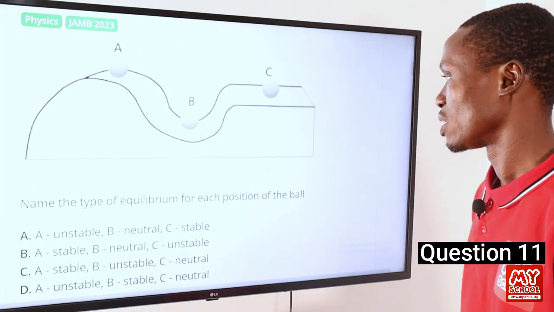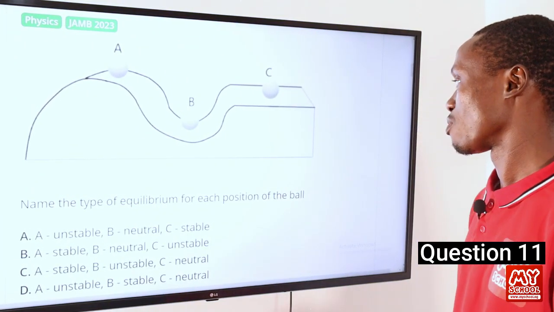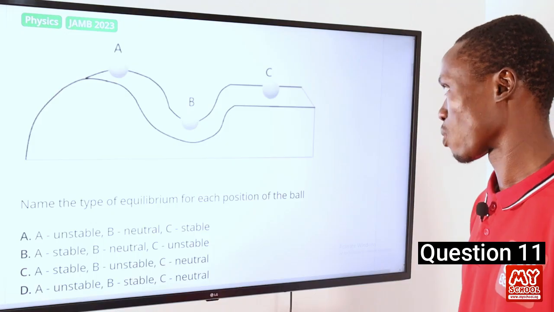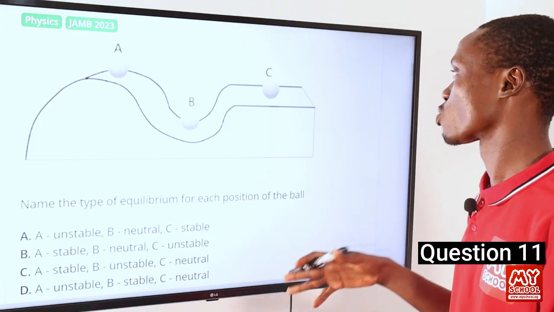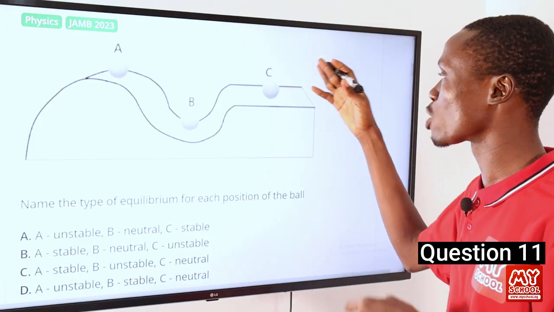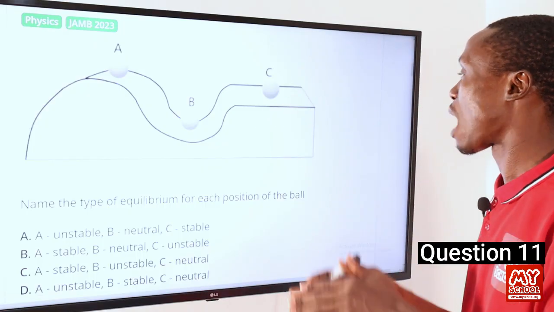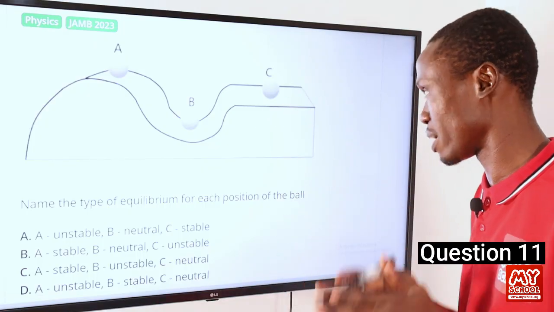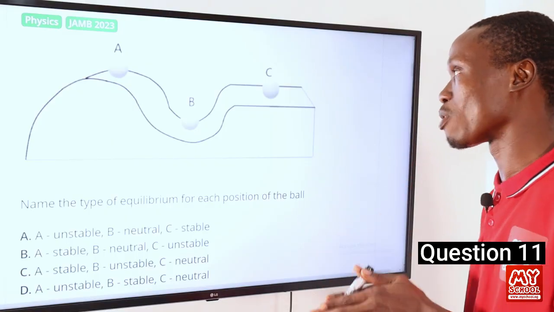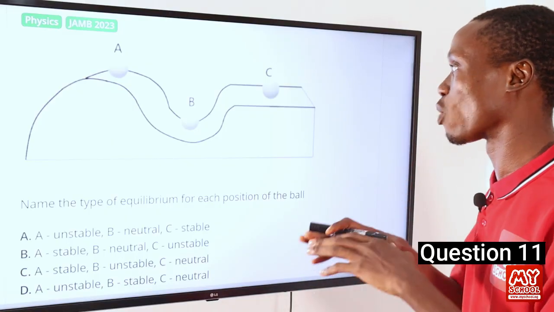Question 11. Name the type of equilibrium for each position of the ball. So let's begin with ball C. For ball C, on slight displacement, the ball will move away from its original position and go to a new position and rest there. Such a type of equilibrium is referred to as neutral equilibrium.